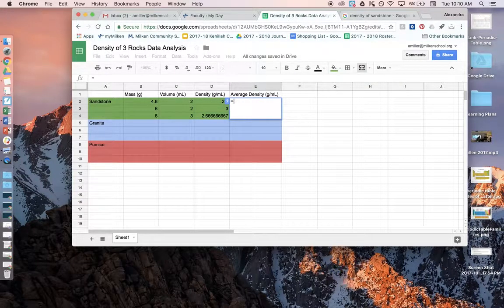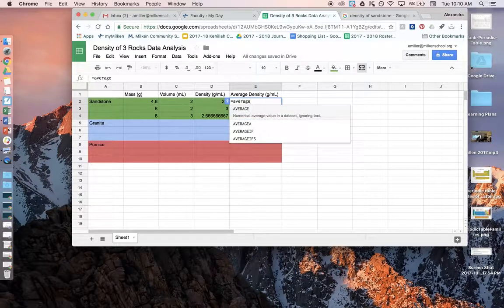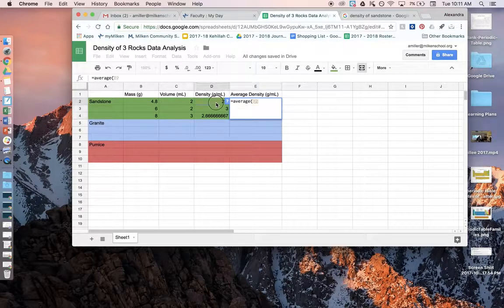Now, what if I wanted to do an average? Really easy. Click equal sign. As you know, if you have to do math, you need to use the equal sign. Write the word average, open a parentheses, click and drag to highlight all of the data that you want to average, close the parentheses, and click enter. All right, so that's all of the math that you need to do to analyze your data.